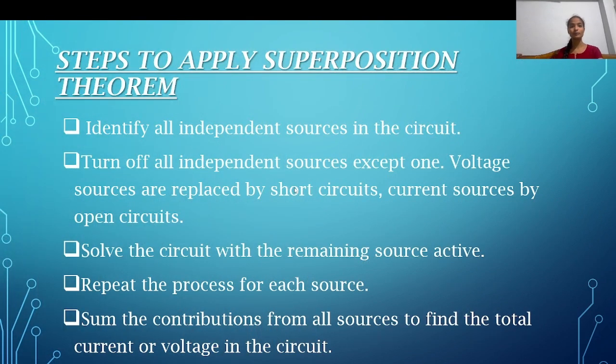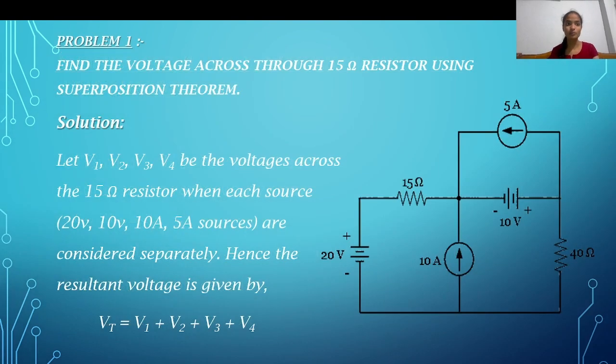So here are the steps to solve the problems. First, identify the independent sources. Consider one source at a time, and the other sources are replaced by their internal resistances. That means voltage sources are replaced by short circuits, and current sources by open circuits. Solve the circuit with the remaining source active. Repeat the process for each source. Sum the contributions from all the sources to find the total current or voltage in the circuit. So here are the example problems.